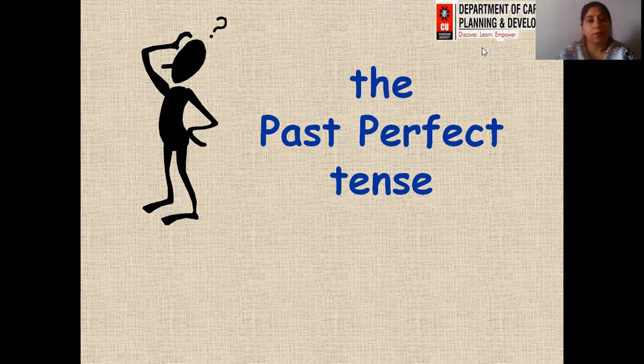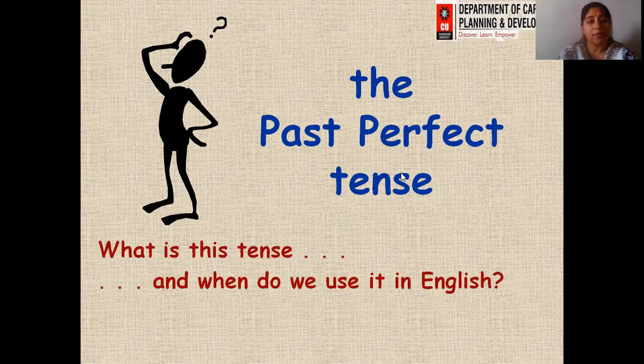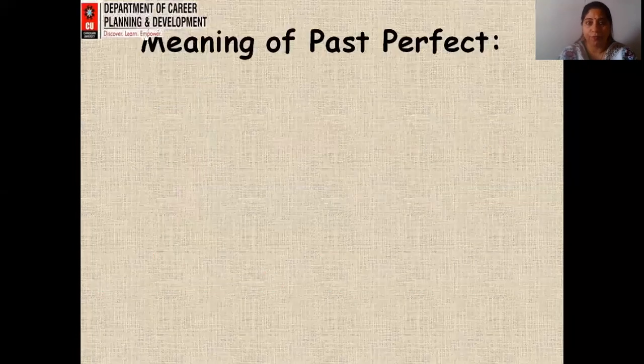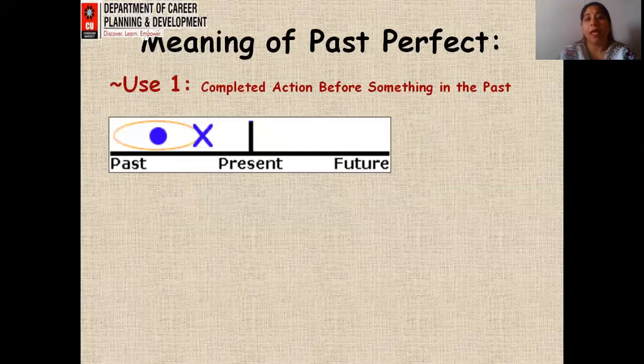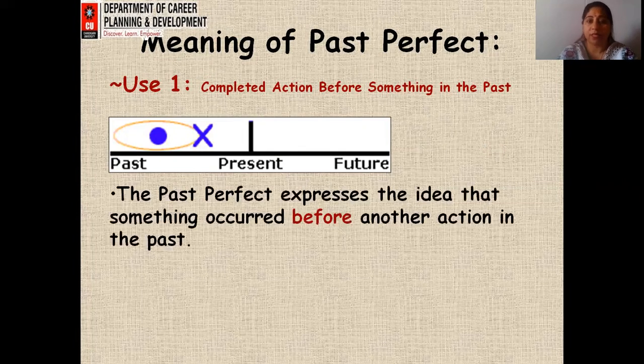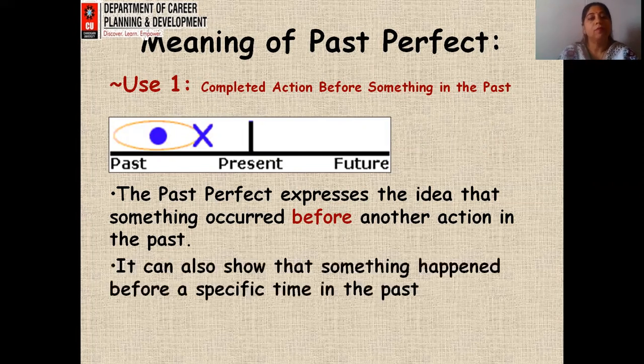So we are going to discuss past perfect tense. What is this tense and how do we use it in English? The meaning of past perfect tense is that some action is completed before something in the past. What does it mean? It expresses the idea that something occurred before another action had taken place in the past. It can also show that something happened before a specific time in the past.